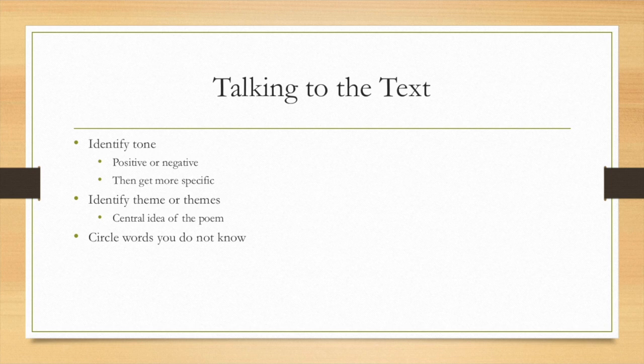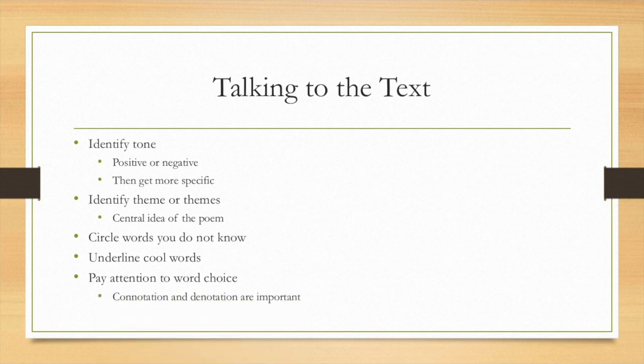Whenever you come across a word that you do not know or that you are unfamiliar with, I want you to circle those words, and then we will discuss them during our discussion of the poem. Underline words that you think are cool, any words that just kind of stand out or that sound cool. Pay attention to the poet's word choice. Oftentimes, word choice is very specific in poetry. Connotation and denotation play important roles in poems.